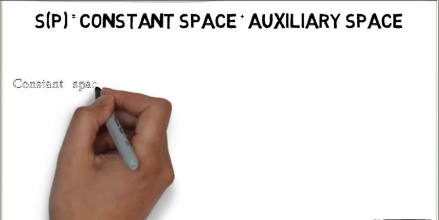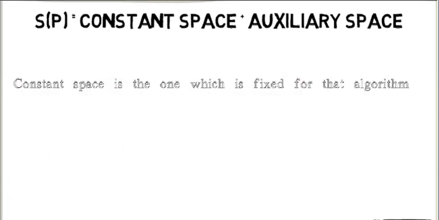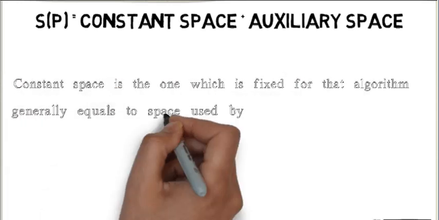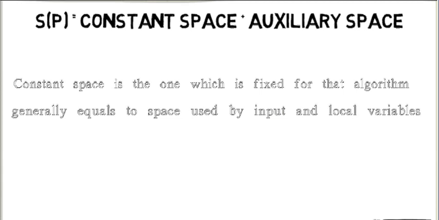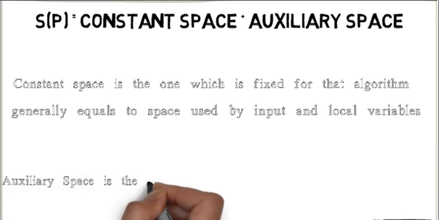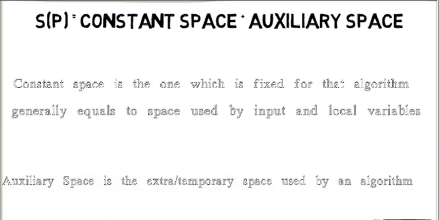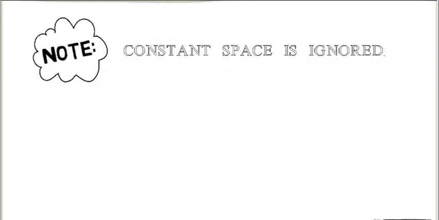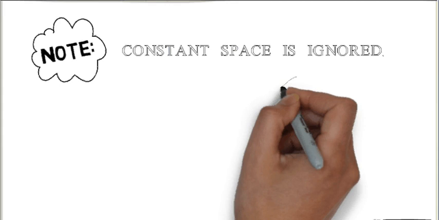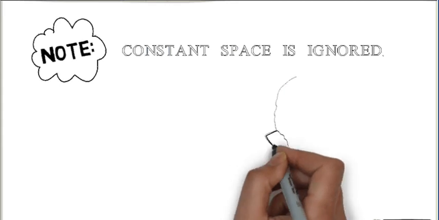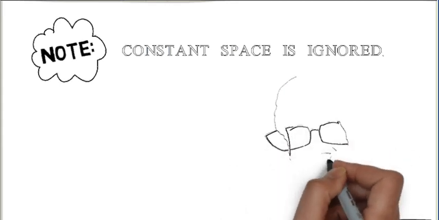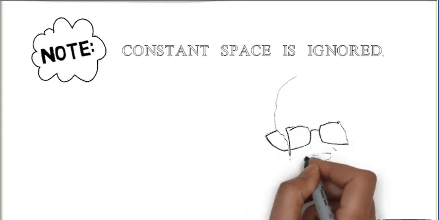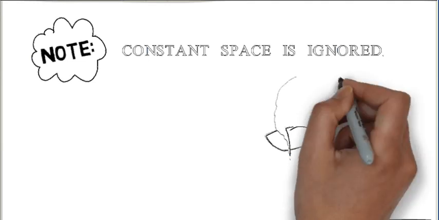Constant space is one which is fixed for an algorithm. Generally, it equals the space used by input and local variables, while auxiliary space is extra or temporary space used by an algorithm. Now, there is one point to note: constant space is generally ignored. People often calculate only the extra memory needed, not counting the memory needed to store the input itself.